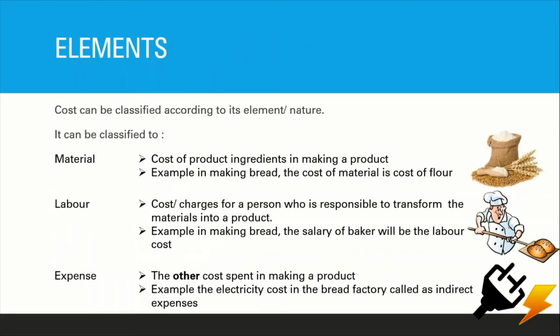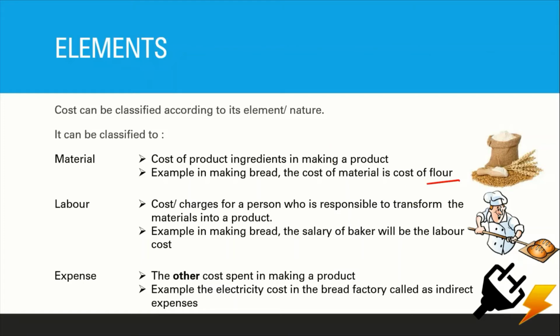First is element. Cost can be classified according to its element or nature, meaning the cost is classified into a group that has the same function, the same nature as them. So it can be classified into materials, which is cost of product ingredient in making a product. Example, in making bread, the cost of material is flour.